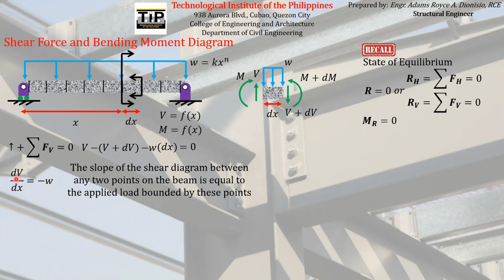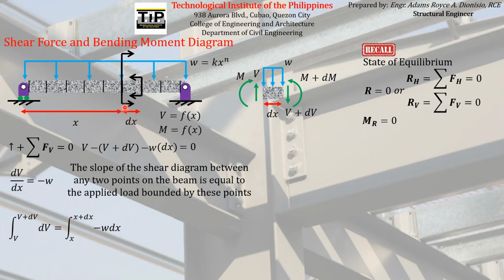And if we simplify this differential equation, if we solve this differential equation, cross multiply, put dx on the right side of the equation, and then integrate with proper limits. Since we have dv on the left side, the limits must be in terms of shear force, from this shear force to this shear force. On the right side, we have dx, so the limits must be in terms of x.